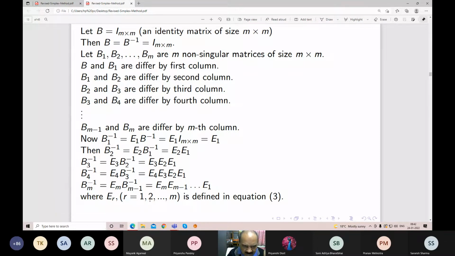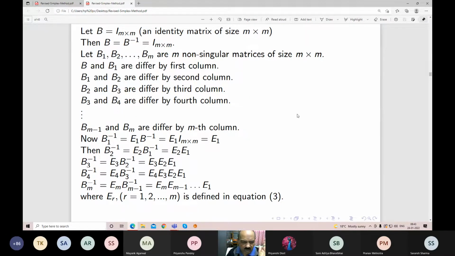Okay, so this Em into Em minus 1 and up to E1, if you multiply, then we are finding Bm inverse. What is Bm inverse? What is Bm? See, if you compare B and Bm, we will find all the columns are different.